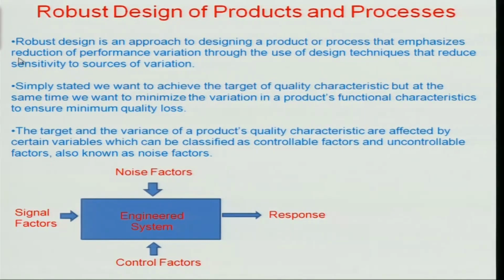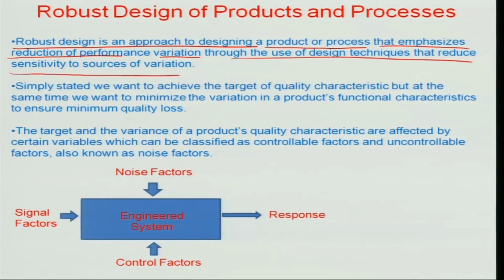So robust design is an approach concerned with designing a product or process that emphasizes the reduction in performance variation through the use of design techniques that reduce sensitivity to the sources of the variation. Okay. So here is an engineered system, for example, which is shown, and there are different factors as can be seen applied to this engineered system. So the input factor is also known as the signal factor, which is by and large dependent on the user of the system, and because of the signal factor, the engineered system gives a response or an output, okay, of a particular type which the engineered system is supposed to give.